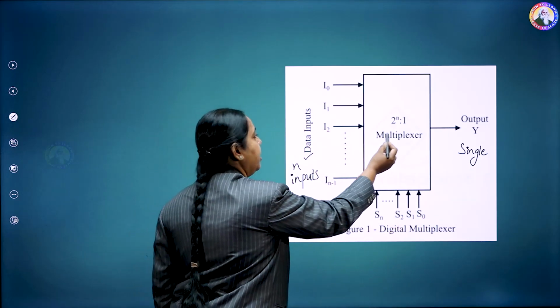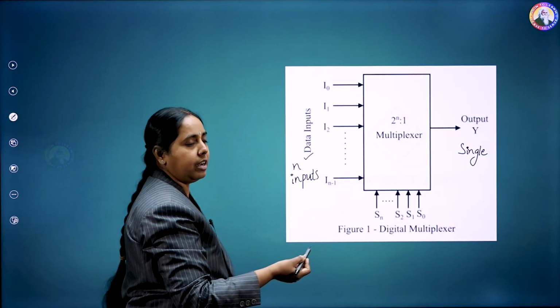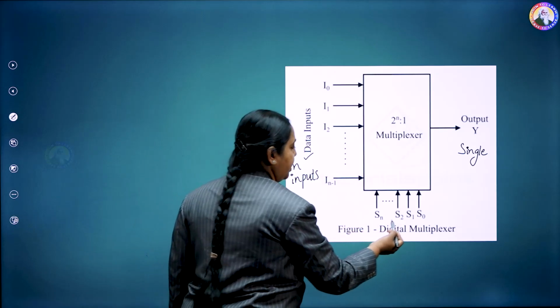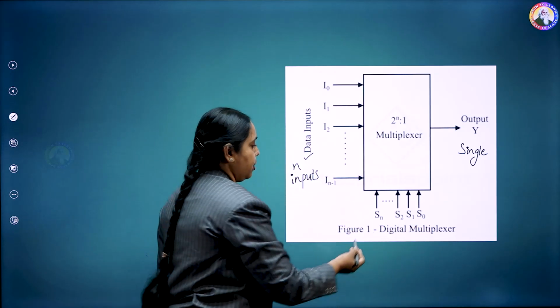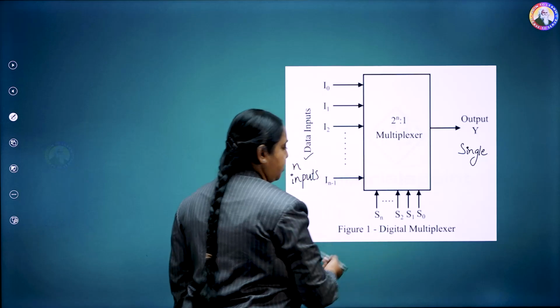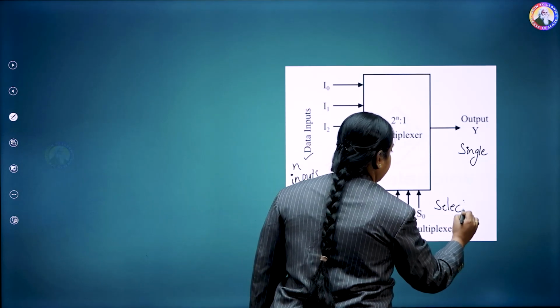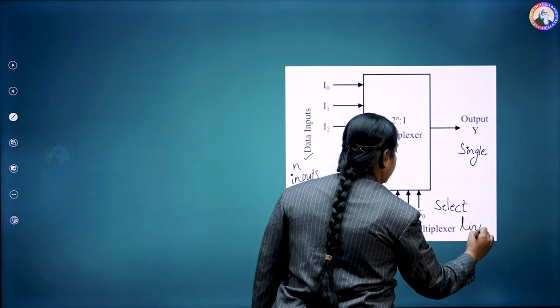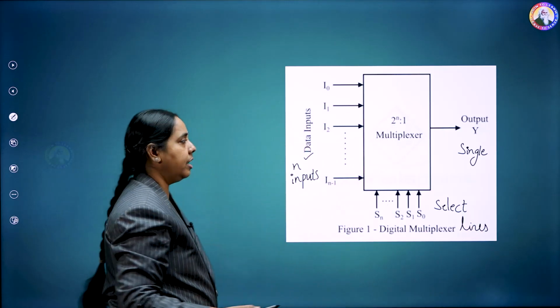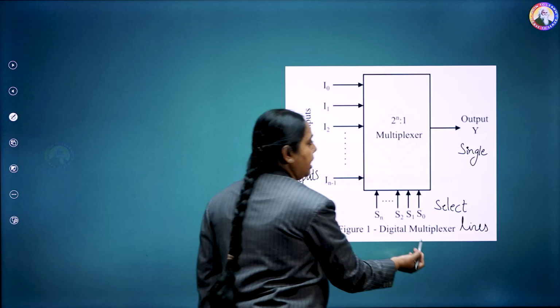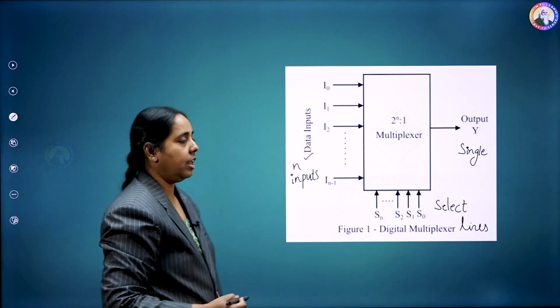So 2 power n is to 1, we can say, and here you will have selection lines. This S0 to Sn represents the selection lines or select lines. So the multiplexer contains inputs, select lines and an output line.